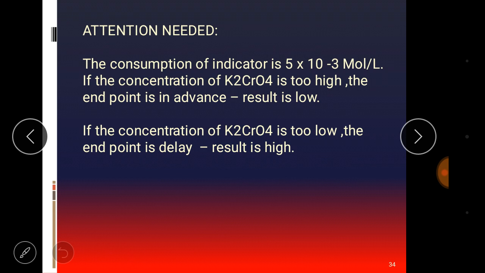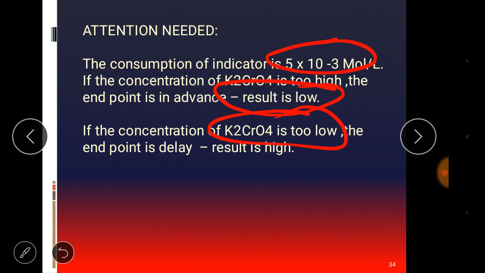Next, attention is needed in Mohr's method: the consumption of indicator is in general 5 times 10 to the power minus 3 mole per liter. If the concentration of K2CrO4 indicator is too high, the endpoint is observed in advance, so the result is low. If the concentration of indicator is too low, the endpoint is delayed, so the result is high. Just observe it.